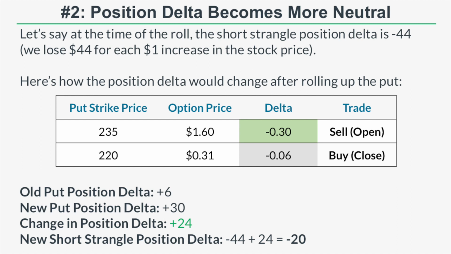So before we made the roll, the position delta was -44, which means if the stock price increases by $1, we're expected to lose $44. After we rolled the 220 put up to the 235 put, our new short strangle position delta is now -20, which means if the stock price increases by $1, we're only expected to lose $20 as opposed to $44. So by rolling up that short put option to a higher strike price, we neutralize our short strangle's position delta. In this particular example, we did not completely eliminate the directional risk, but we did cut it in half.